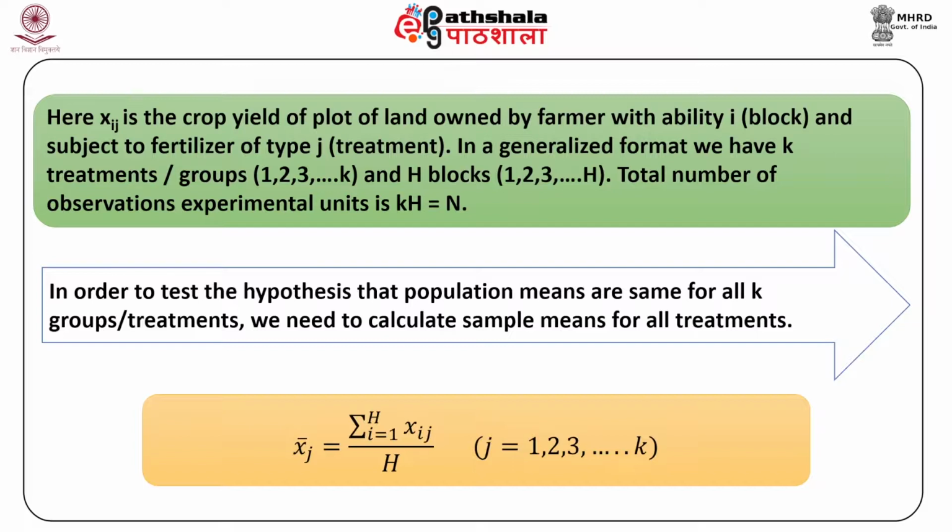In order to test the hypothesis that population means are the same for all K groups or treatments, we need to calculate sample means for all treatments. So we denote xj bar equal to the summation of xij, where the summation is over I, which ranges from 1 to H, divided by H, and J ranges from 1, 2, 3 up to K. So for each J we calculate xj bar.